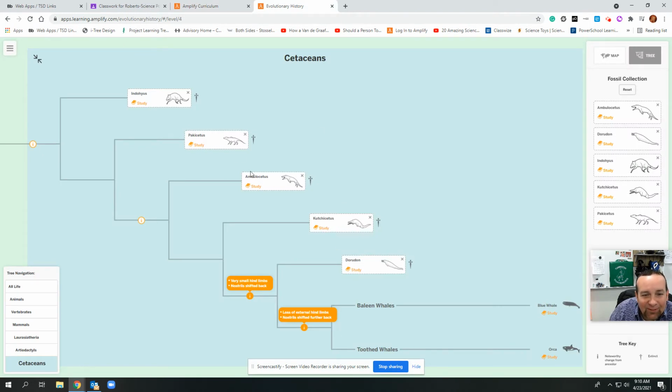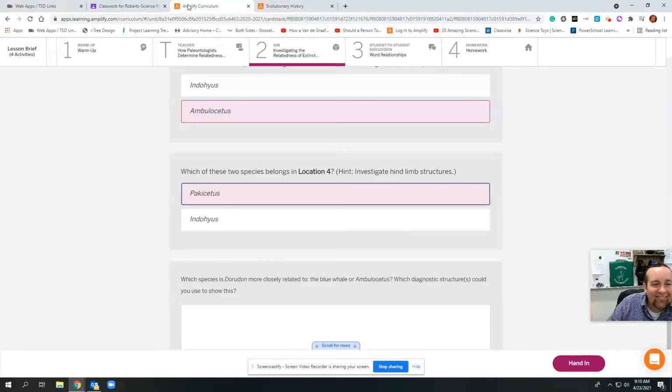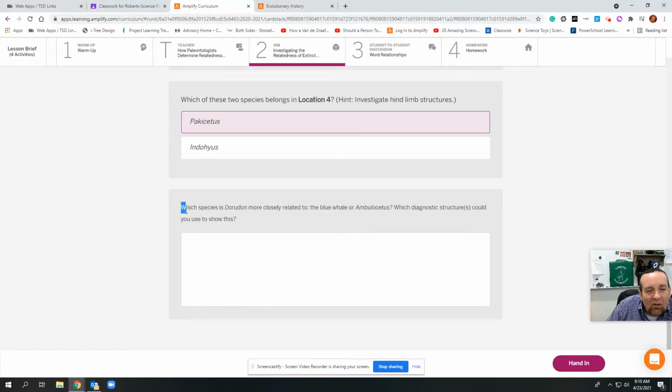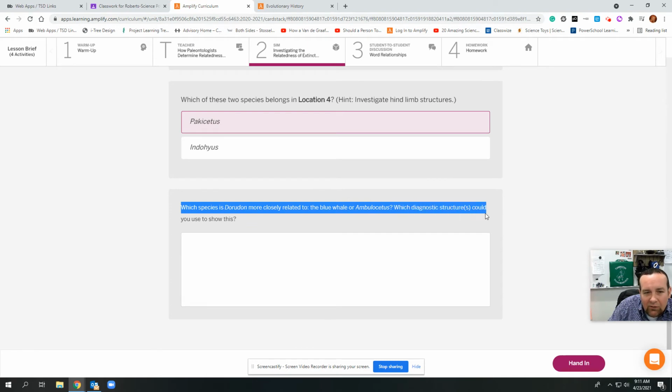Position 4. 1, 2, 3, 4. Pakicetus. Okay, cool. All right. So now we're going to go back and answer this final question here in the sim. Which species is Durodon more closely related, the blue whale or Ambulocetus? Which diagnostic structure can you use to show this? So it's the Durodon, and we're comparing that with the blue whale or the Ambulocetus.